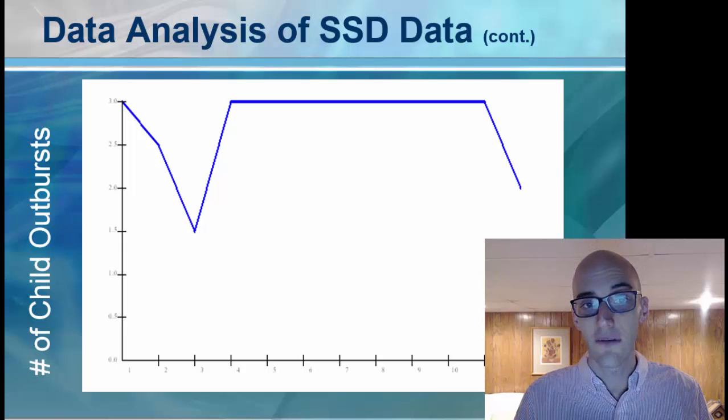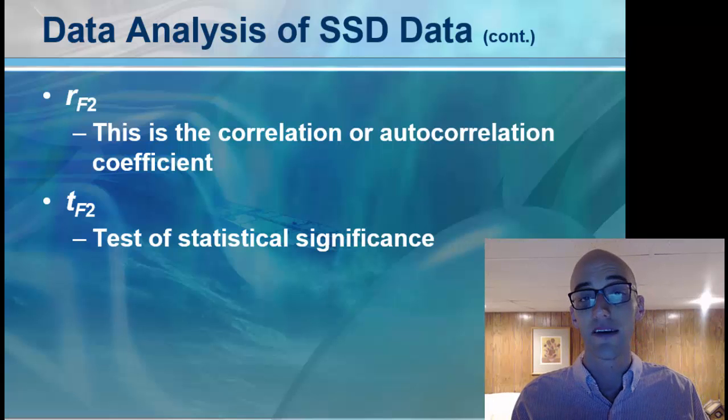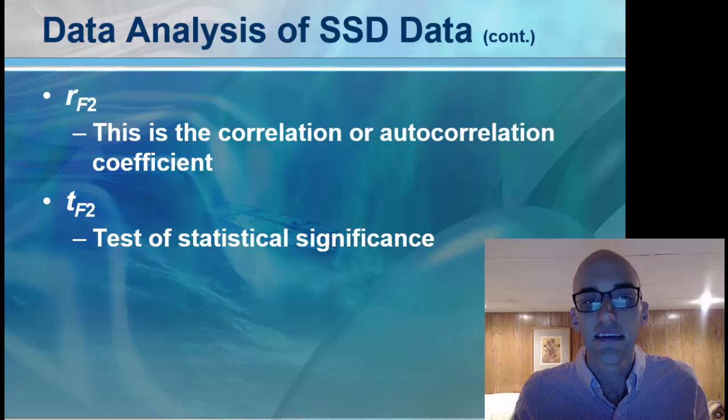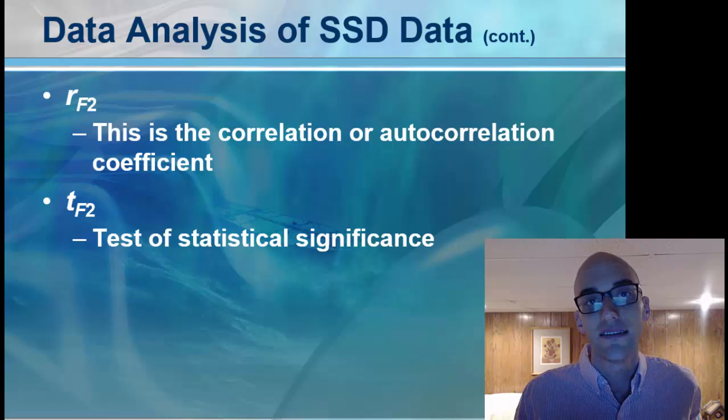their average intervention outbursts. And so this is the first assumption that you're going to need to test for with your data, and we're going to do it with the Singwin activity. So this R sub F2 is the correlation or autocorrelation coefficient, and this T sub F2 is the test of statistical significance. So if this T sub F2 is below 0.05, the level of statistical significance for autocorrelation, then we need to do the moving transformation. So again, Singwin is going to give this statistic to us, and I'll show you in a different video. But if it's below 0.05, then we need to do a moving transformation because your data is autocorrelated.